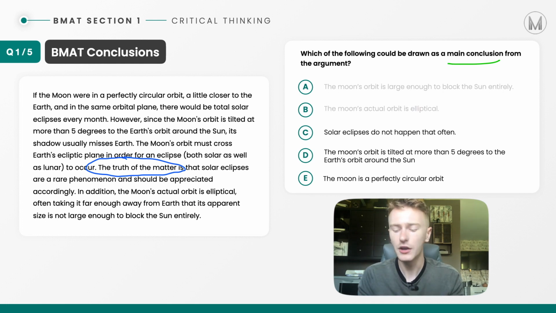Answer option C, solar eclipses do not happen that often. Well, yeah, this seems to be along the right lines, and indeed we see the truth of the matter is that solar eclipses are a rare phenomenon. And that's exactly what the passage is saying. That closely mirrors answer option C.